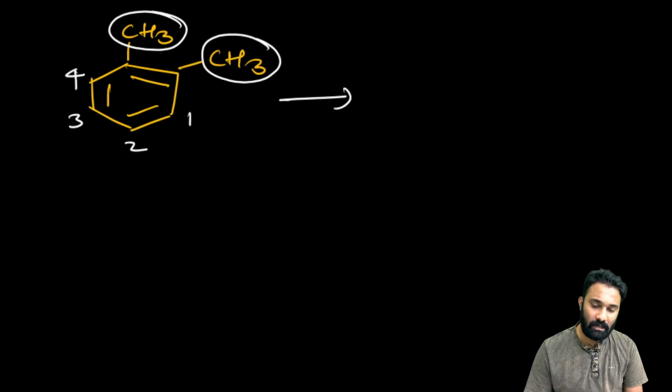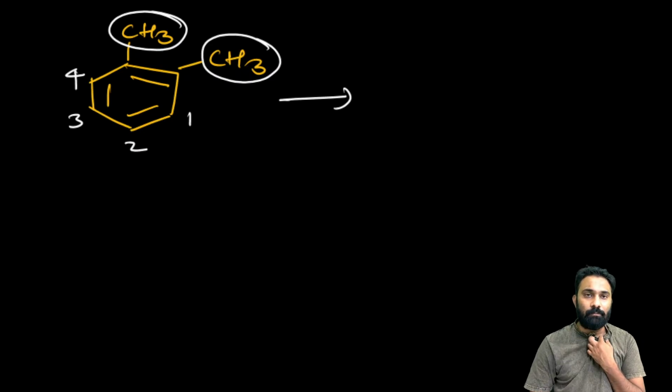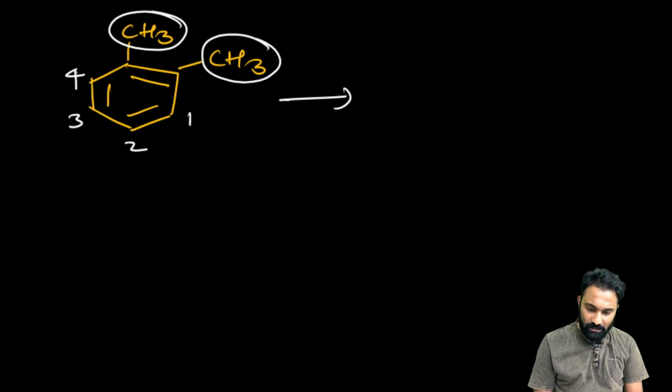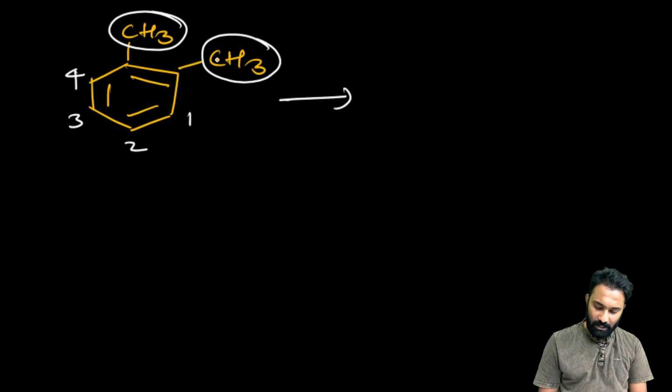So now listen. Whenever two methoxy groups of the same type of electron releasing are given, listen, I will explain. When the same type of electron releasing groups are given, then we have this.